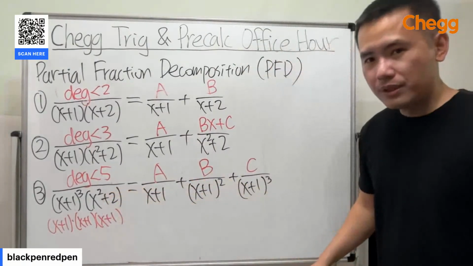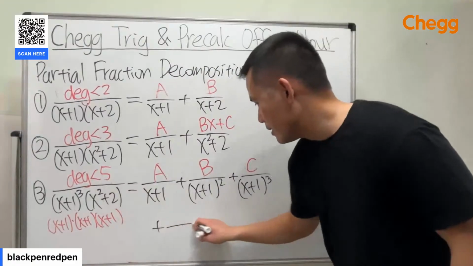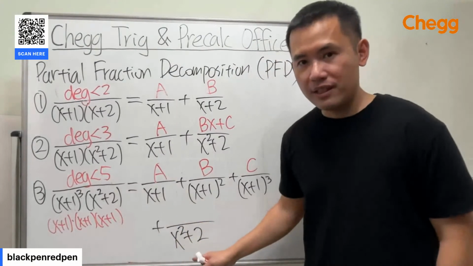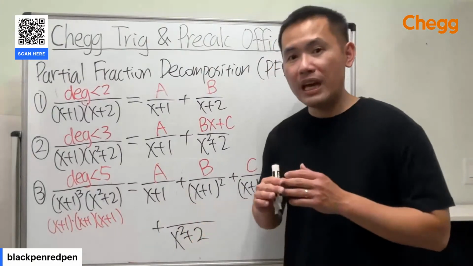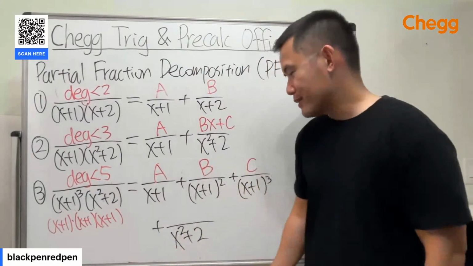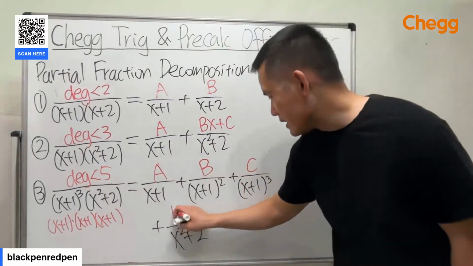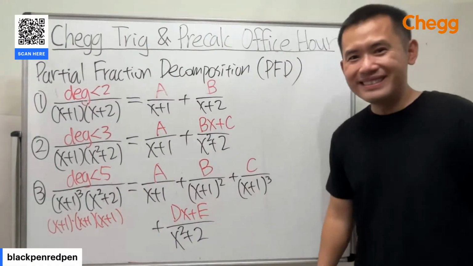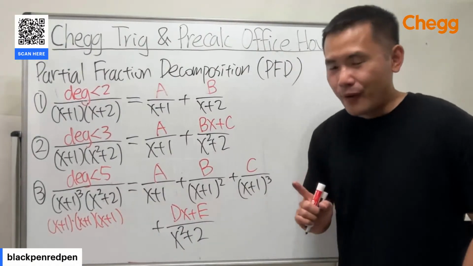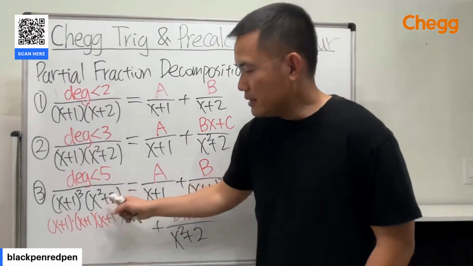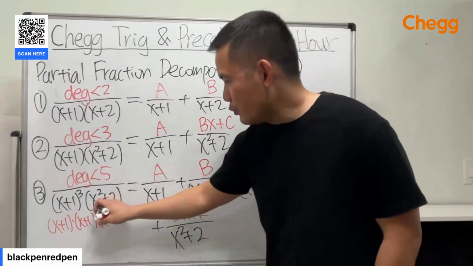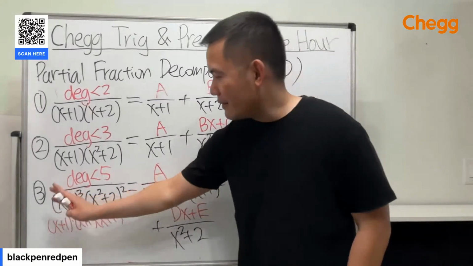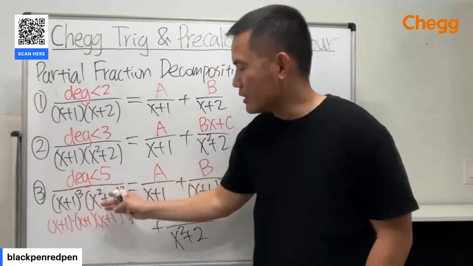So I'm just going to put it right here. We are going to add x squared plus 2. This is the quadratic. On the top, it's going to be a linear, so we're going to do dx plus e, like that. Okay? Now, what if this is also being repeated? Let's say we have x squared plus 2 to the second power. Here we have 3, here this is 4, altogether is 7.